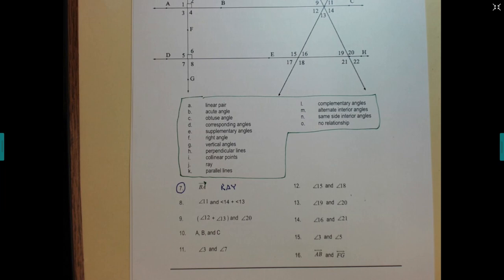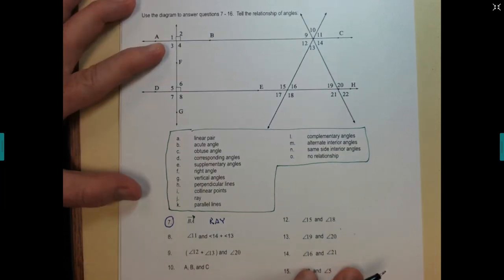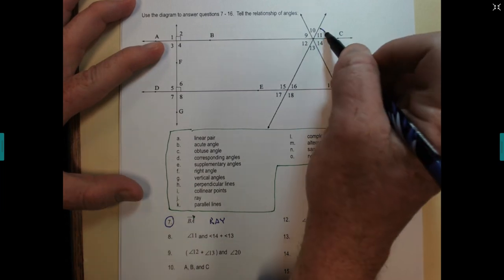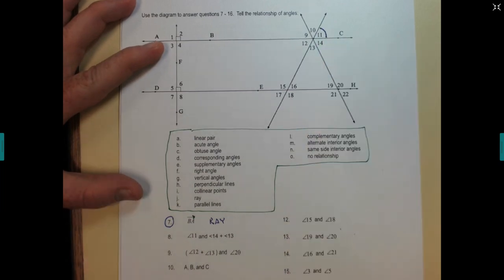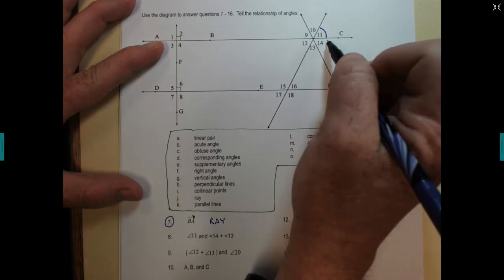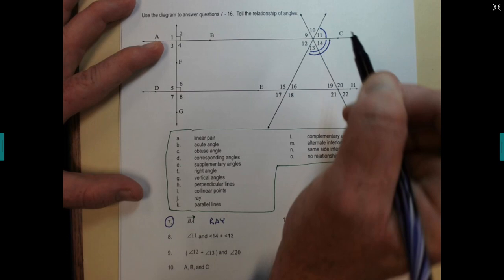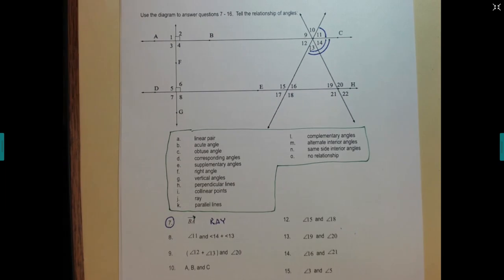I think number 4 is a bit more difficult. If we look up here, they're talking about angle 11 and the combination of 13 and 14. Anybody have an option that we can put there? Because I could technically see 2 different answers here at least.